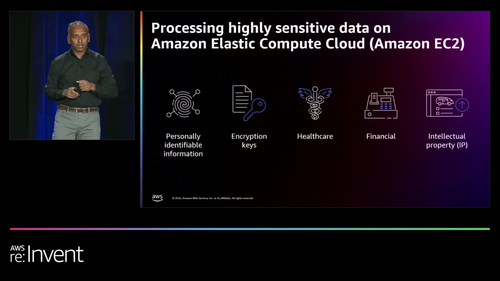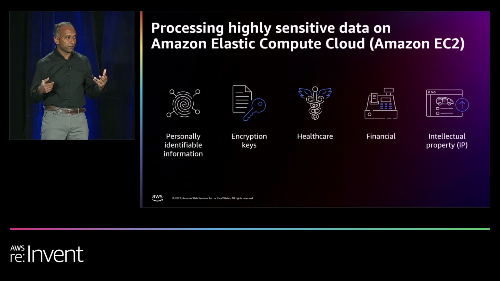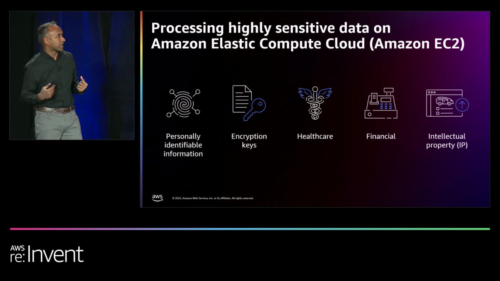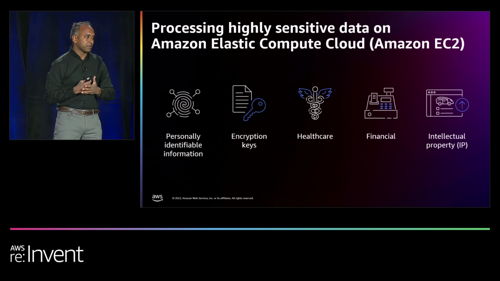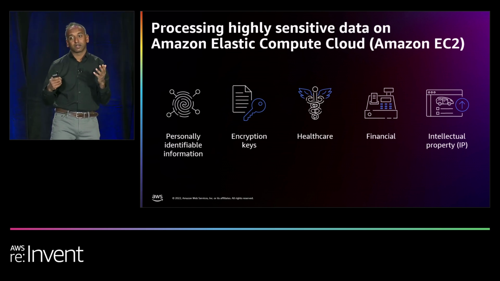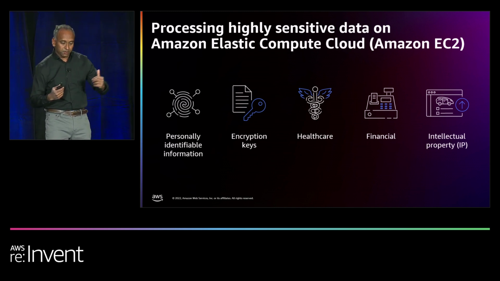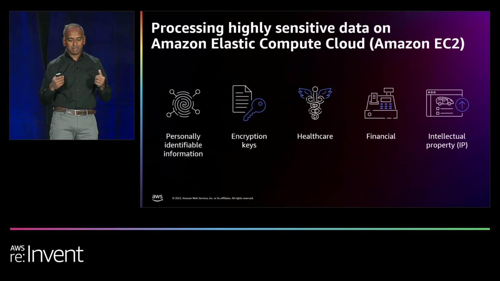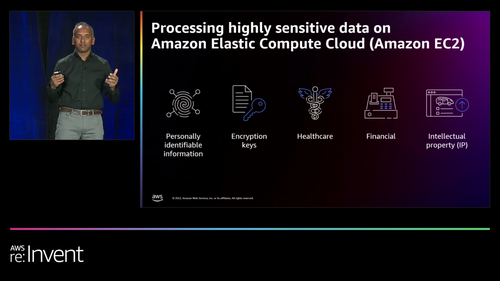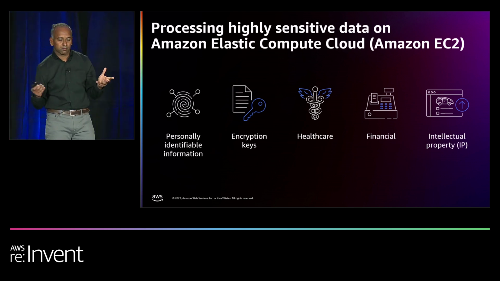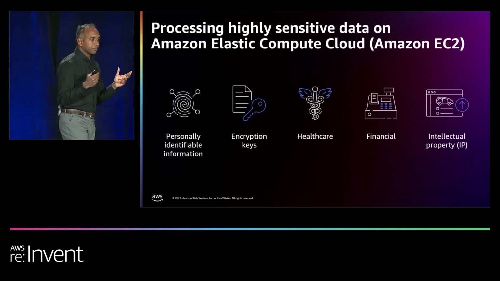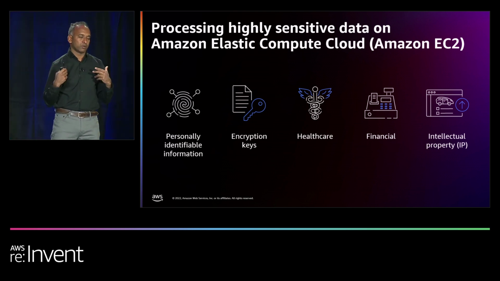But why does this matter now? Why are we talking about confidential computing? Why are you seeing this topic gain more traction? Here's a smattering of some of the data types that are being classified as highly sensitive data and are getting processed in the cloud. Personally identifiable information, encryption keys, healthcare data, financial data, digital assets, IPs, sensitive machine learning models. All of this is being processed in the cloud.